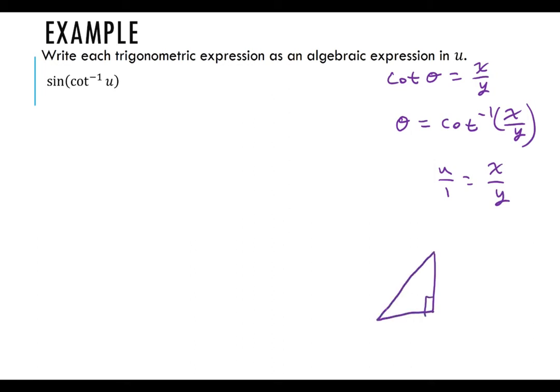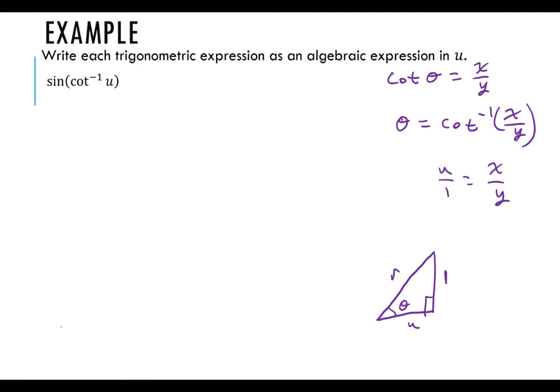Right triangle, fix my angle theta. I now know that cotangent inverse of u gives me that the x value, or the adjacent value, is u. The y value, or the opposite value, is 1. And so, use the Pythagorean theorem. I'm going to really find this radius.